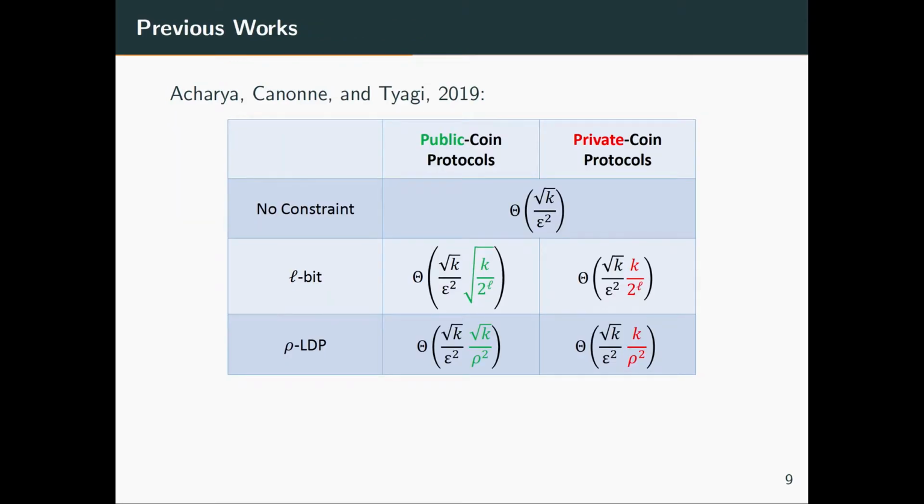In one of the previous works by Acharya, Canonne, and Tyagi, they show that there is actually a gap between public coin protocols and private coin protocols for the task of identity testing. Let's focus on the communication constraint case. For public coin protocols, the sample complexity is increased by a factor of root k over 2 to the L, when L is less than log k. And for private coin protocols, on the other hand, the sample complexity is increased by a factor of k over 2 to the L. You can see there is actually a gap.